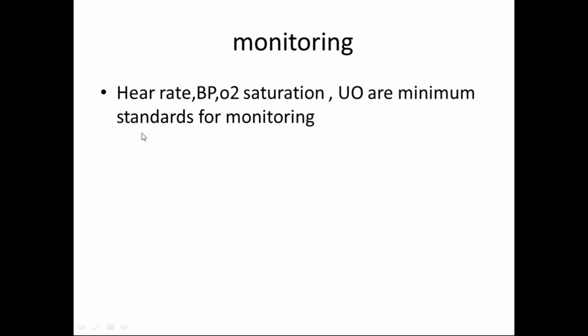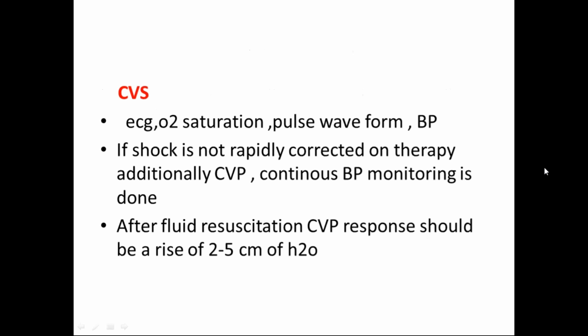Monitoring. The parameters we need to monitor in a patient with shock during resuscitation are heart rate, BP, SpO2, and urine output, which are the minimum standards, out of which the very important one is urine output. It will show the response to the treatment given to a patient with shock. Also CVS, ECG, oxygen saturation, pulse waveform, and blood pressure.